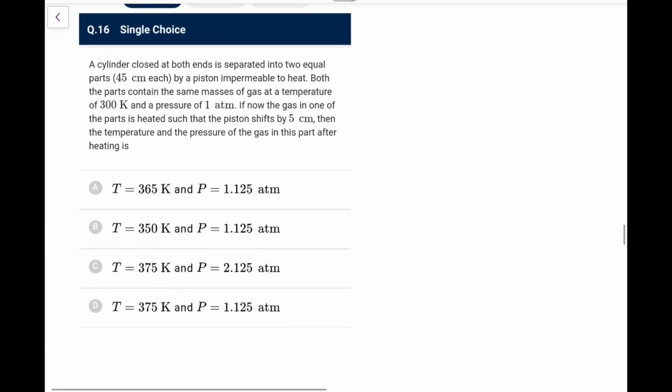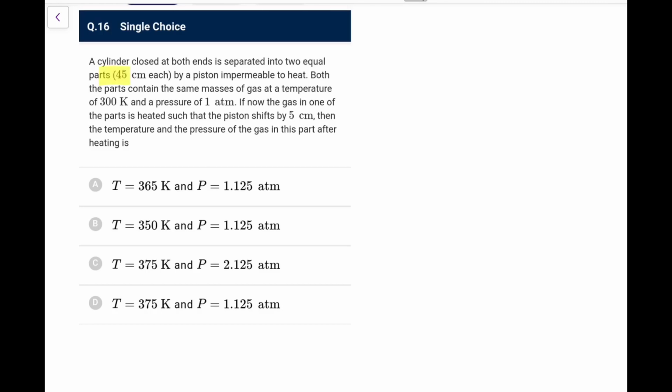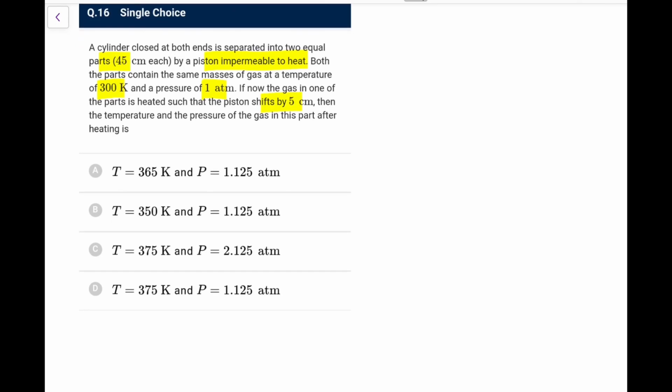You remember that? A cylinder closed at both ends is separated into two equal parts by a piston impermeable to heat. That means adiabatic. Both the parts contain same masses of gas at 300 K and 1 atm. Now the gas in one of the parts is heated such that the piston shifts by 5 centimeter. Then the temperature and pressure of the gas in this part after heating will be, okay, so it shifts by 5. Now for the second one, the compression will be adiabatic. For the first one, you have heated it. So we can directly go for the gas in one of the parts that is heated, plus we have a piston.